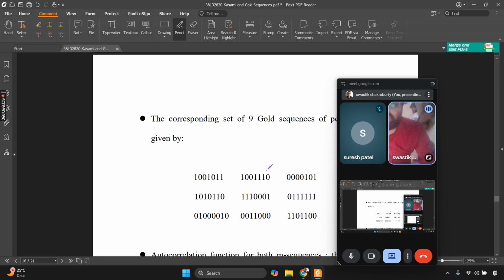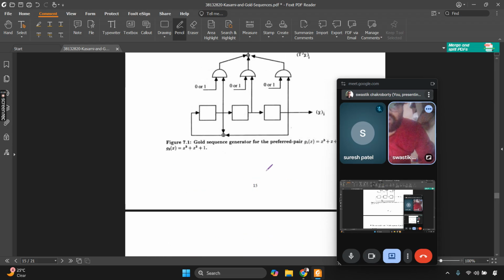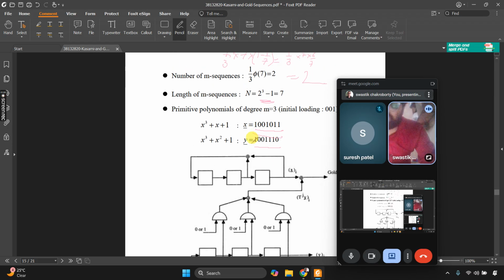Now, like I have shown you, you just do XORs. So first you put x, then you put y, then you put x XOR y, then x XOR z inverse y, then x XOR z to the power minus 2 y. How many will you go till? To the power n minus 1. So z to the power minus 1, z to the power minus 2, like that.